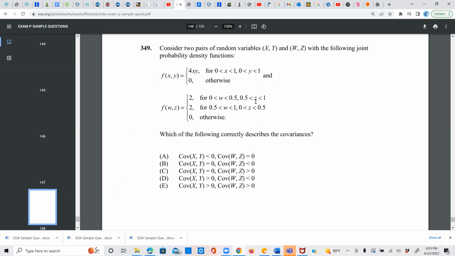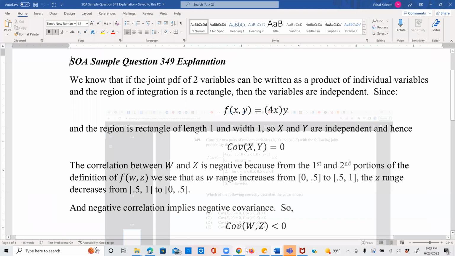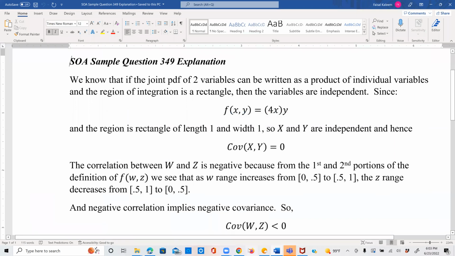However, the Z range decreases as W increases. So when W was smaller, 0 to 0.5, Z was 0.5 to 1. But when W became larger, 0.5 to 1, then Z shrank from 0.5 to 1 down to 0 to 0.5. So we see that as W increases, Z decreases, which means that W and Z are negatively correlated.